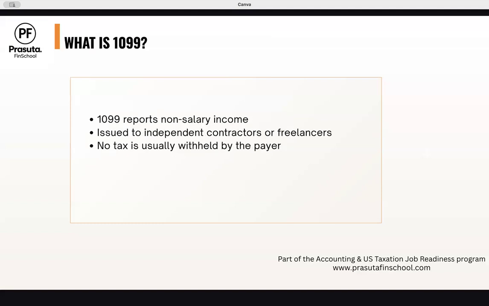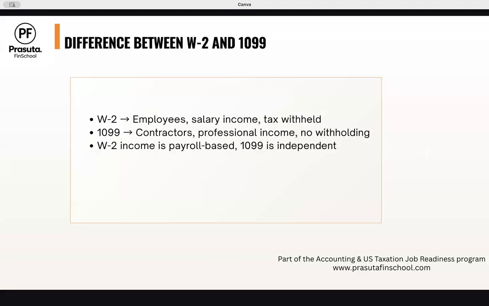Then what is 1099? 1099 reports non-salary income issued to independent contractors or freelancers. No taxes are usually withheld by the payer. So 1099 is the form or report for non-salary income. It is issued to independent workers, like anyone doing freelancing work but not working as an employee under an organization, who has to fill this report in order to file taxes.